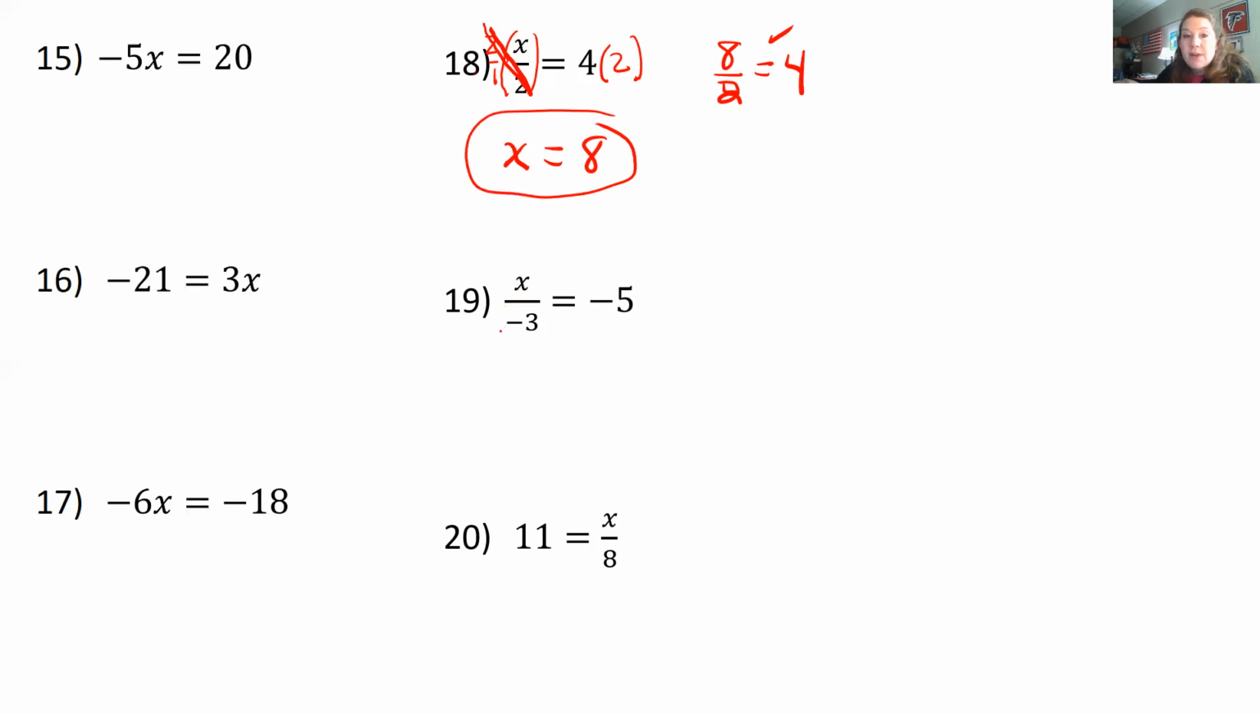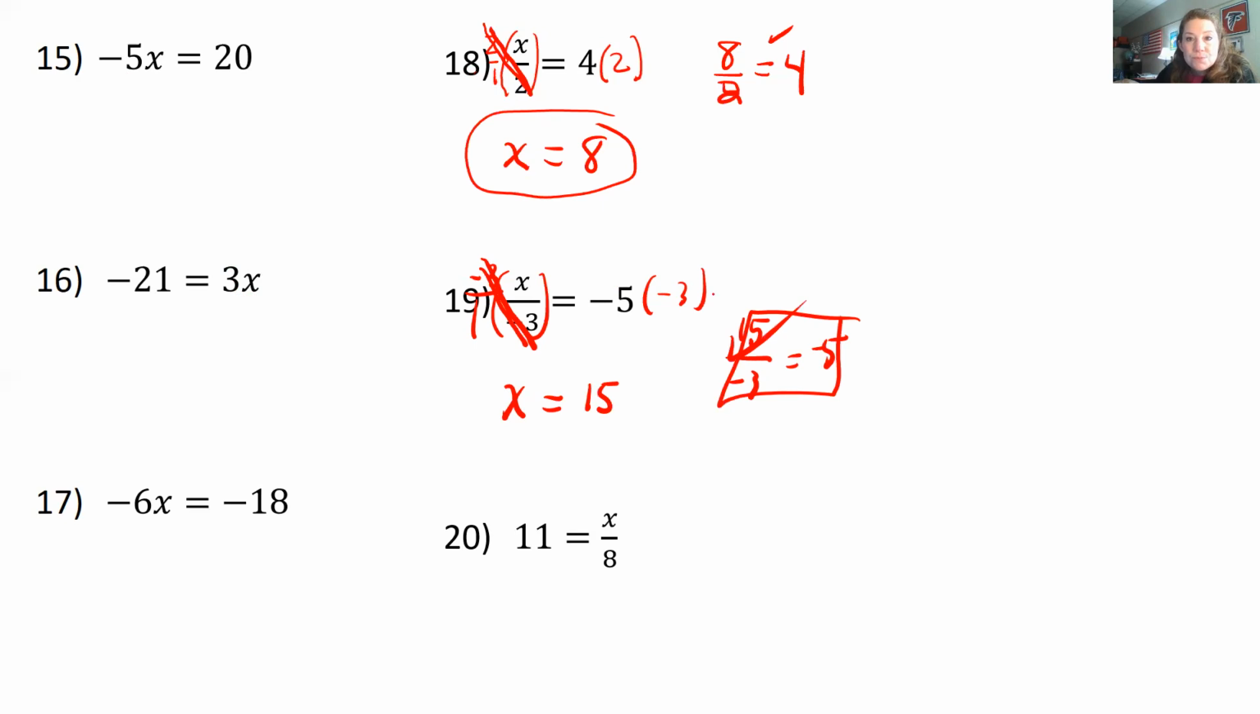All right, number 19, x divided by -3. What's the opposite of dividing by -3? We're going to multiply by -3. Well, the way I wrote it, it looks like it's a fraction times a fraction, so the top and bottom can cancel. So x is equal to -5 times -3 is +15. So if I plugged in +15, does +15 divided by -3 equal -5?